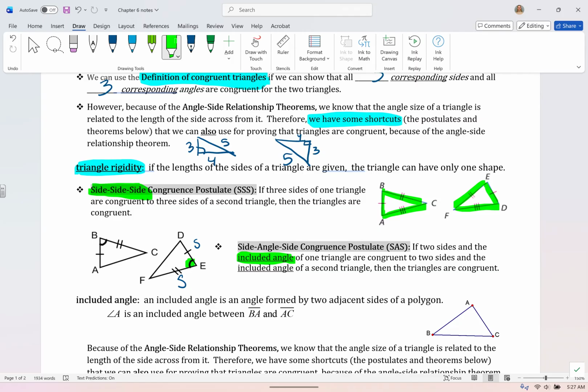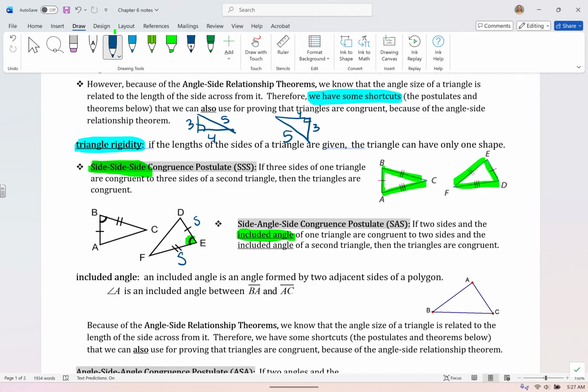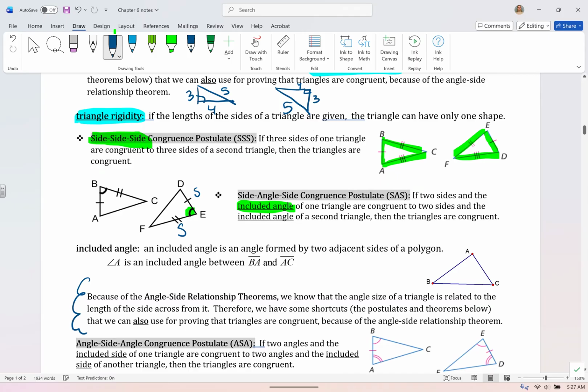And so, if you know two sides and the angle in between them, and those three things are congruent to another triangle, then both triangles have to be congruent. The question is why, not the answer. It has to do with the angle side relationship. We know that the angle size of a triangle is related to the length of the side across from it. Therefore, these shortcuts are based upon that.